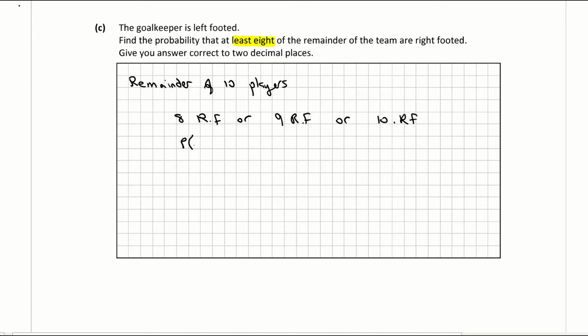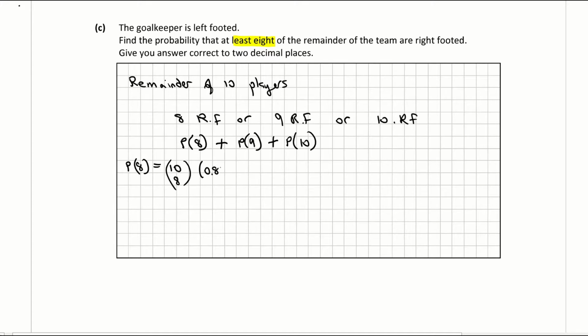So I'm going to have the probability of 8 being right-footed, or meaning to add in probability, the probability of 9, or again means to add the probability of 10 being right-footed. So I just need to go off and find those probabilities. So let's do each one out separately. So the probability of 8 of them being right-footed is going to be, again, we've removed the goalkeeper, so it's not out of 11 now, it's out of 10.